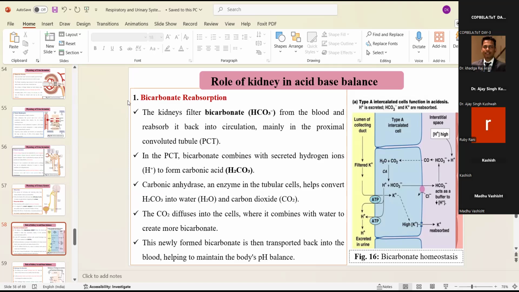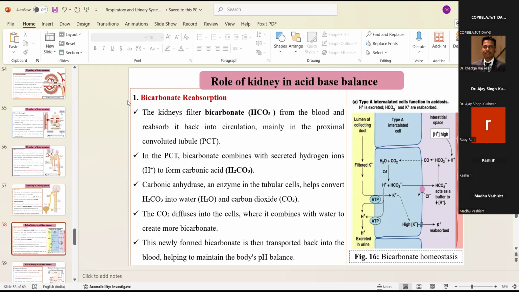The carbon dioxide diffuses into the cells and combines with water, and that creates more bicarbonate ions in our body. This newly formed bicarbonate ion is then transferred back to the blood, and it helps maintain body pH. So these are the basic functions of the bicarbonate ion.